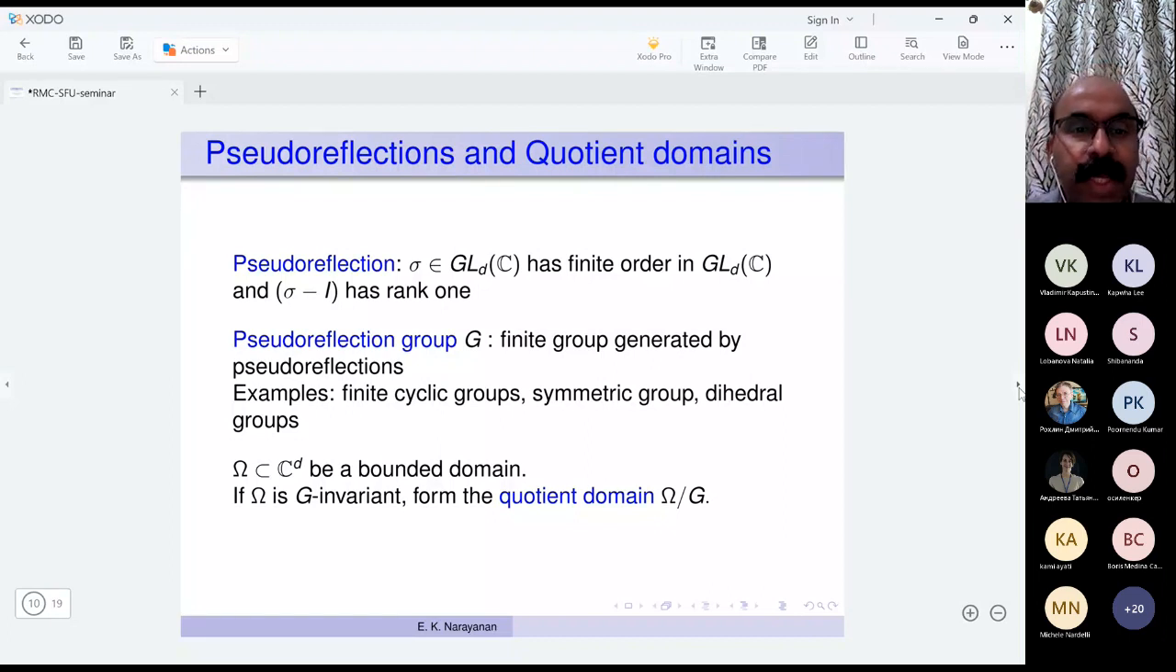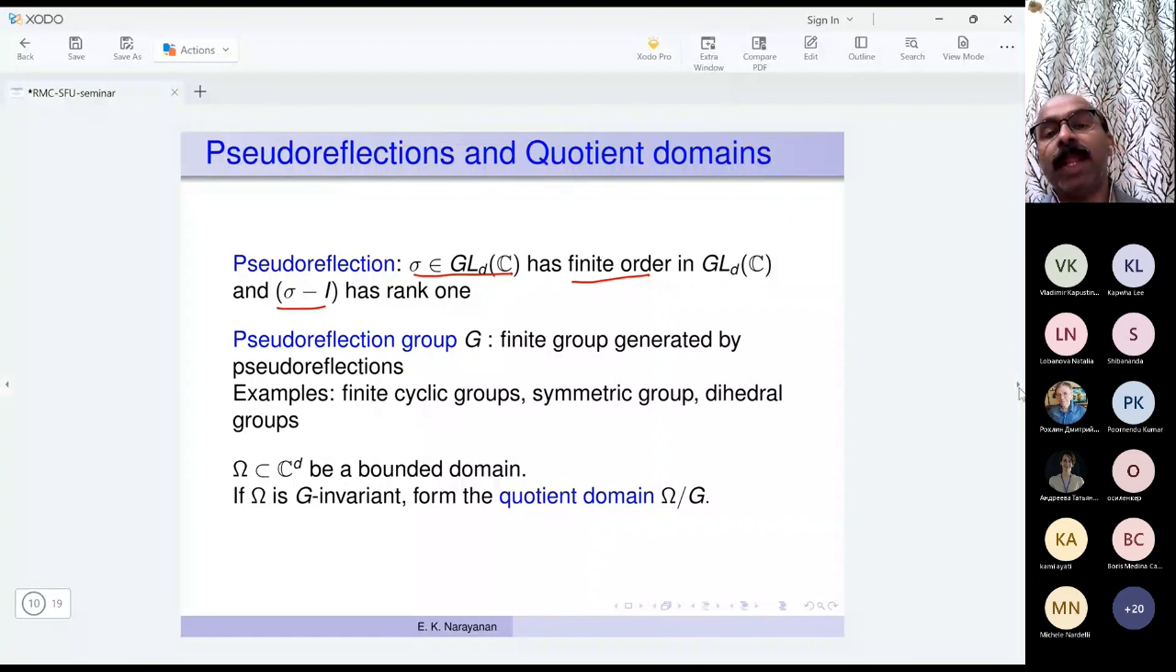So let me define those things. First, we start with pseudo reflections. A pseudo reflection is a d by d matrix, just like a reflection, except that sigma minus I has rank 1, and it has finite order, which means that you can have a root of unity as an eigenvalue, right? In the reflection case, it's just plus or minus 1. So there is a basis under which the matrix will look like diag(lambda, 1, ..., 1), where some lambda to the k equals 1. Okay, so a kth root of unity.